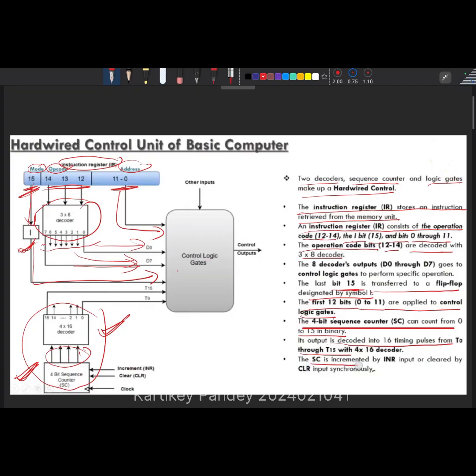The sequence counter is incremented by INR, which simply means increment, or cleared by CLR, that is clear, and gets ready for the next set of instructions. It all happens synchronously.